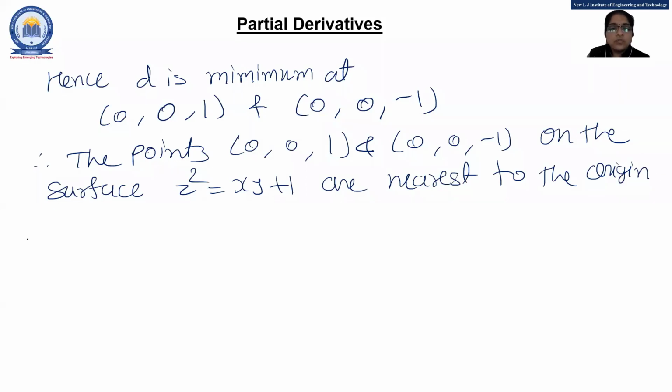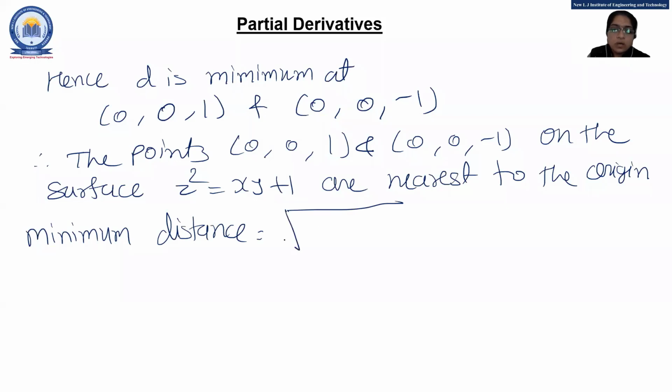We also want to find the minimum distance. So the minimum distance is what? That is square root of x square plus y square plus z square. X is 0, so 0. Y is 0, so 0. And z is either plus 1 or minus 1, but the square of plus 1 or minus 1 is 1 itself. So our minimum distance is 1. Right? So this is our answer.